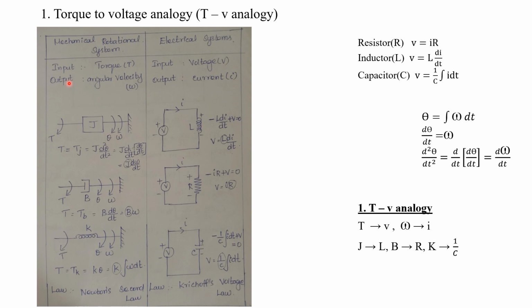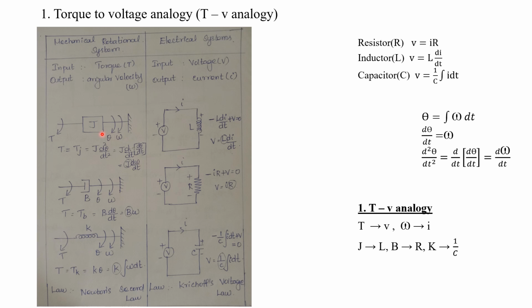Then what about the output signal for mechanical rotational system? That is rate of change of angular displacement, that is nothing but angular velocity, which is represented by omega. Now the output for the electrical system will be a current, because input is voltage, so the output will be a current. Now we have to transform each and every element of the mechanical rotational system into the corresponding electrical systems. First we are considering the first component, that is moment of inertia of mass J for this mechanical rotational system.